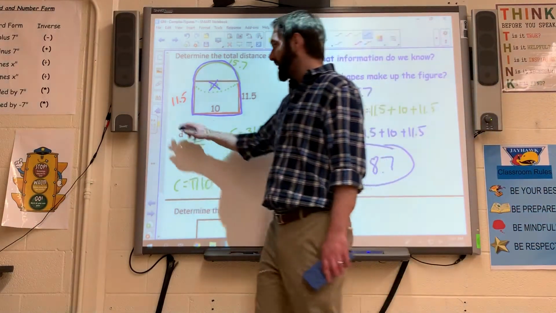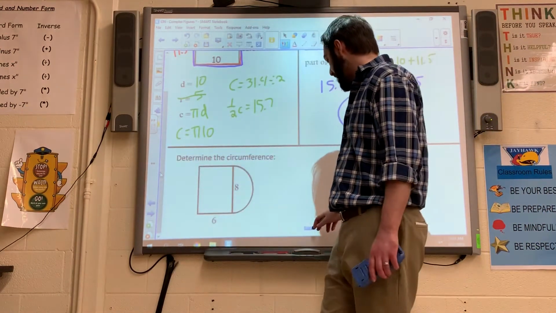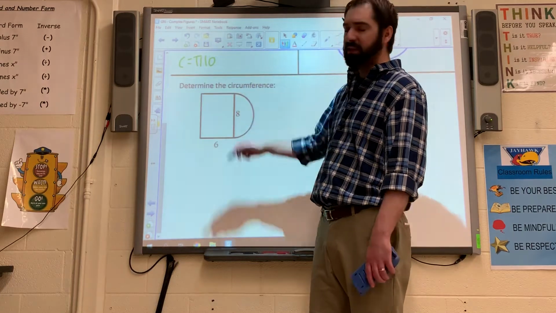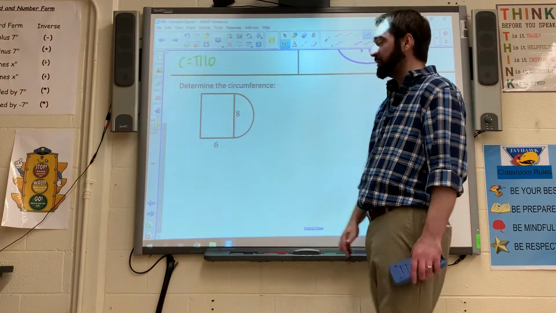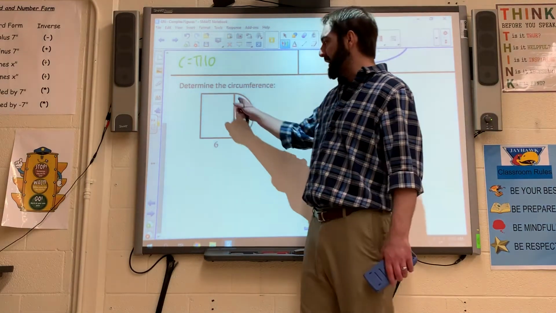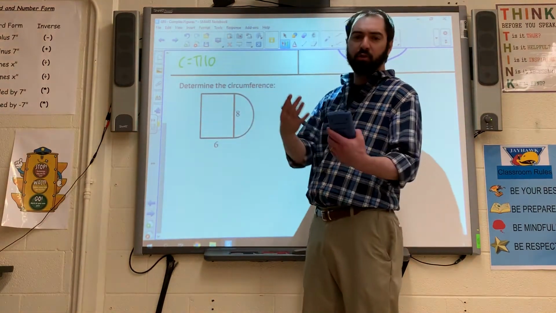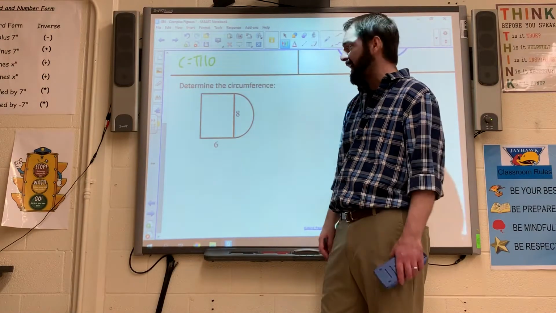Down below, we have one more example. All they did, same exact problem. It says determine the circumference. It should really say the circumference or the distance around the entire figure. Well, again, let's start taking a peek. Well, I know I have some dimensions. I'm going to fill in what I can, what I know is true, just on congruent sides in geometry.